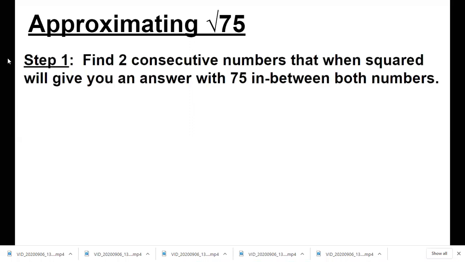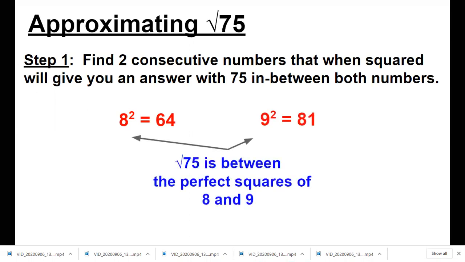Step 1, we're going to find 2 consecutive numbers, 2 next to each other numbers that when squared will give you the answer with 75 in between both numbers. So if I do 8 squared, I get 64. That's my lower limit. If I do 9 squared, I get 81. That's my upper limit. And square root of 75 is going to be between the perfect squares of 8 and 9.